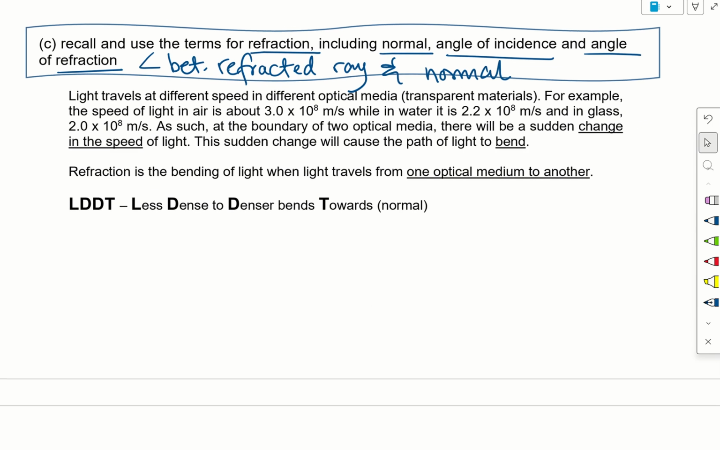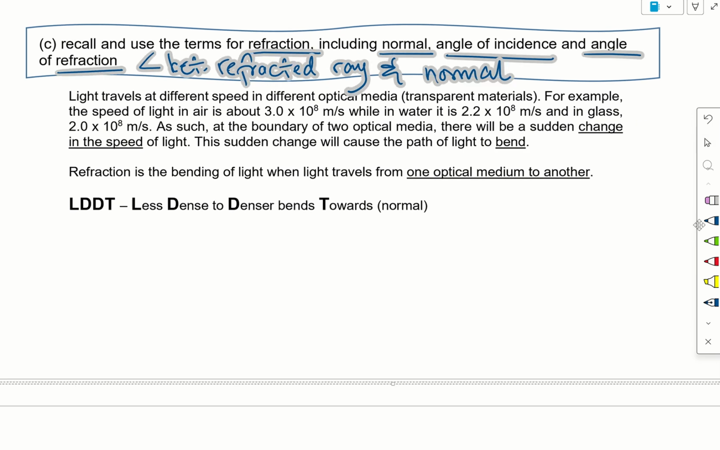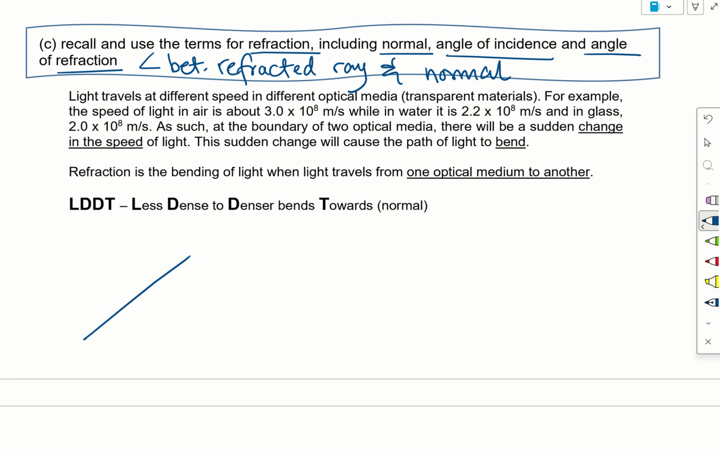Okay, and again, normal is an imaginary line that is perpendicular to the surface. Okay, just to recap, if I have a surface like this, the normal should be drawn like this. Okay, so it must be perpendicular to the surface.